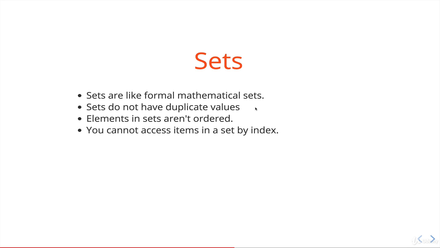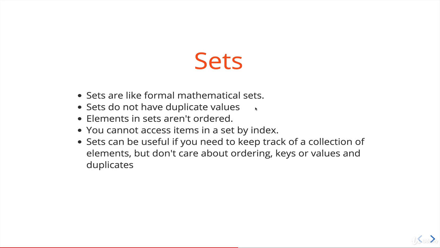So in a way, it's like a combination between a dictionary and a list, because they're not key value pairs, so that's more like a list, but there's no order, which is more like a dictionary. Sets can be useful if you need to keep track of a collection of elements, but you don't care about ordering, keys, or values, and you don't care about duplicates, or you do care that there aren't duplicates. That's a better way of putting that.